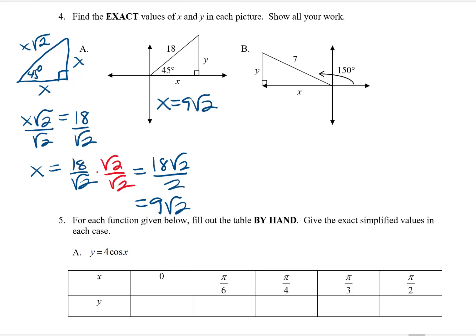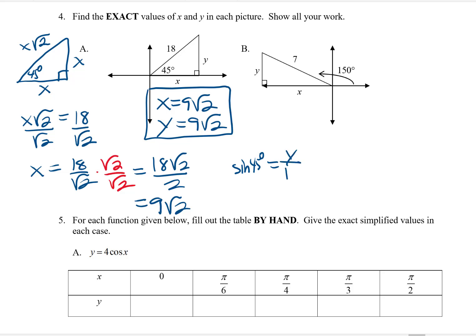And the y is obviously the same thing. In a 45, 45, 90, those are the same length. So y would also be 9 root 2. There's my answers. I could have used trig. Instead, I could have written myself a little statement like sine 45 degrees equals y over 18. And then I could have solved this thing for y by multiplying by 18.